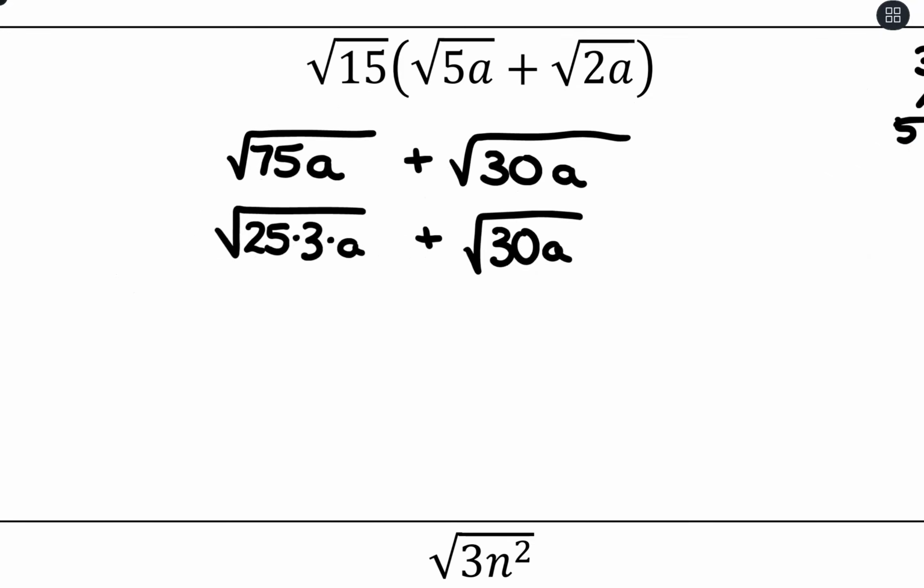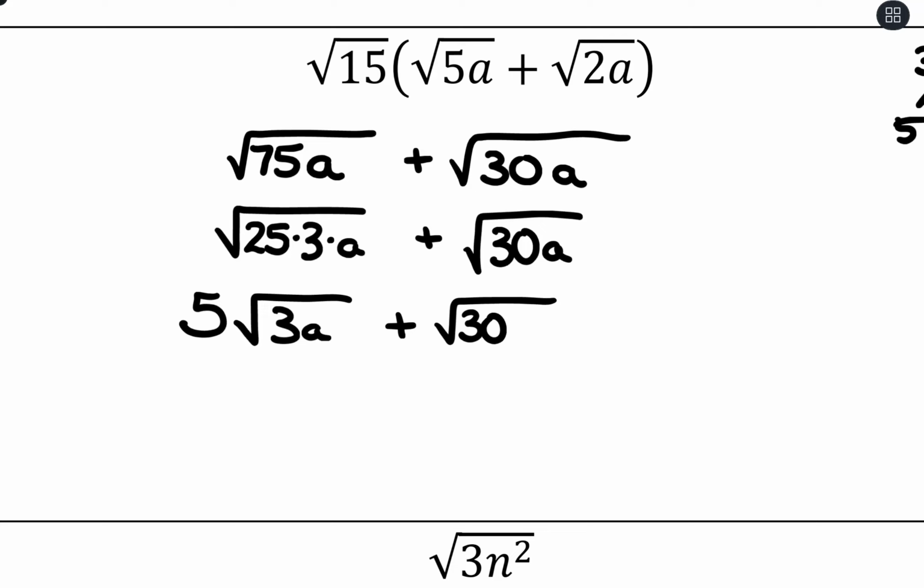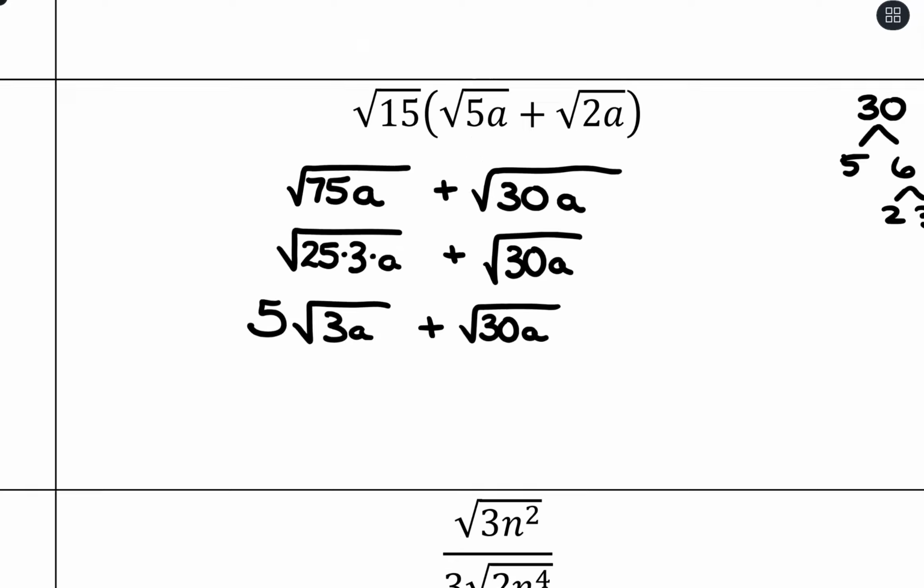So with the first one, root 25 will bring a 5 out front, and then we have a 3a stuck underneath, plus root 30a. And I'll just stay like that.